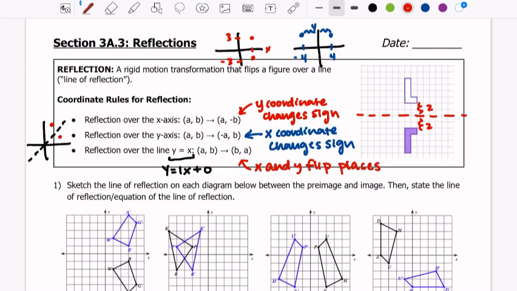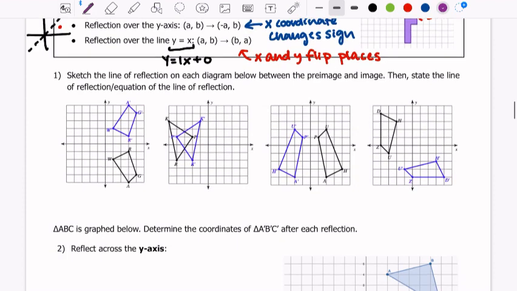So we have a reflection over the x-axis, we have a reflection over the y-axis, and then we have a reflection over the line y equals x. Now, here's the deal. We're also going to have reflections over other types of lines, maybe other horizontal and vertical lines. However, these are the only ones that are going to have some distinct coordinate rules. I should have mentioned, go ahead and write the date up here, just so that way you can look back and you know what date you did this at.